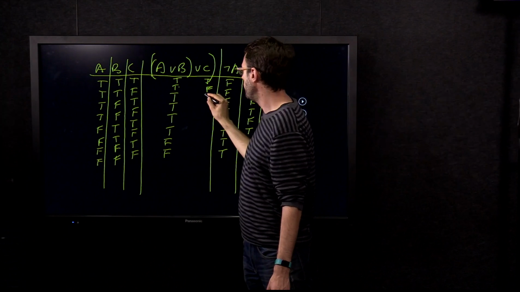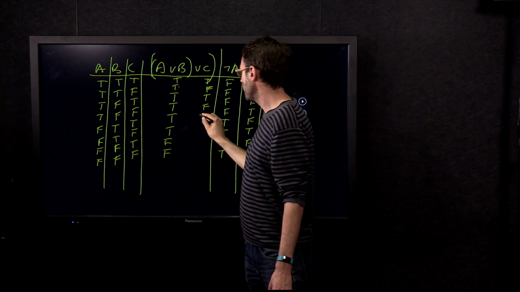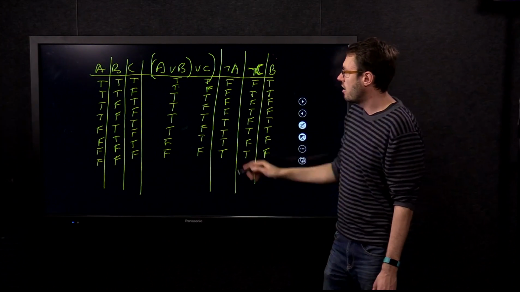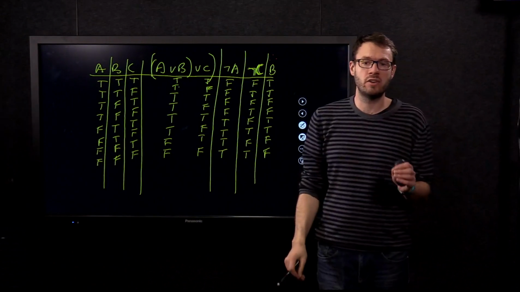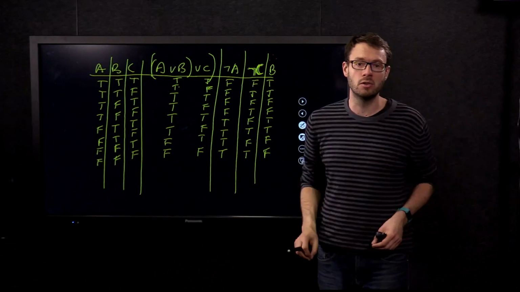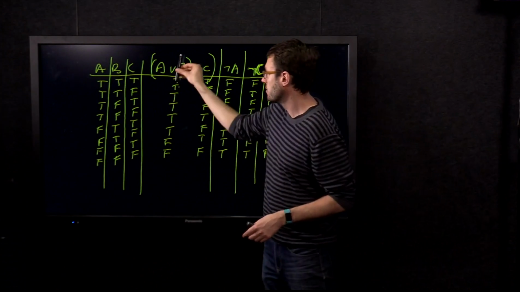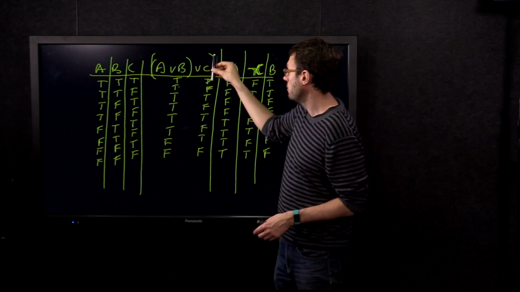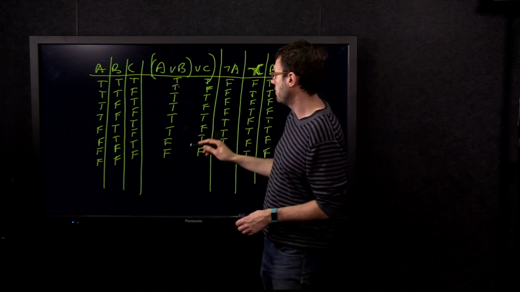That's just going to be true, false, true, false, true, false, true, false. And now for the disjunction, again, we're going to look for any situation in which both sides are false. This time, we're looking for situations in which the truth table for the A or B is false, or the truth table for the C is false. So let's look for those cases.